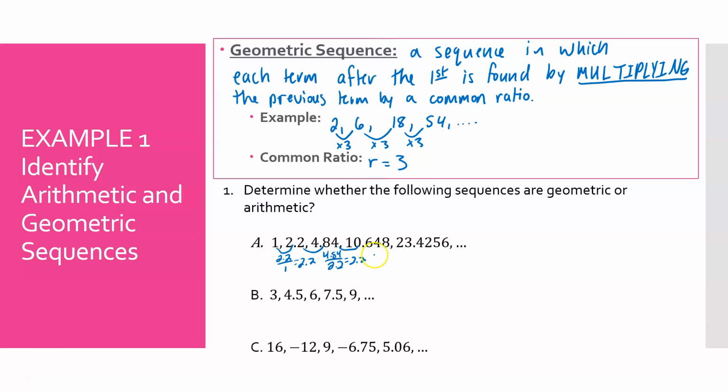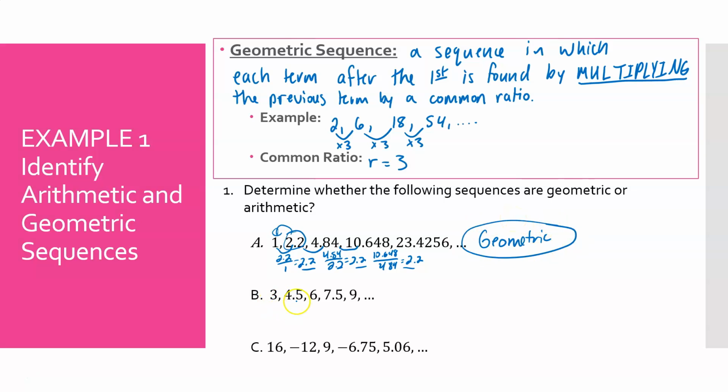I could test more, 10.648 divided by 4.84, I get 2.2. So since I'm getting the same thing every time I divide a second term by the previous term, I would claim that this is geometric. So why don't you pause the video and check the other two, see what you think.